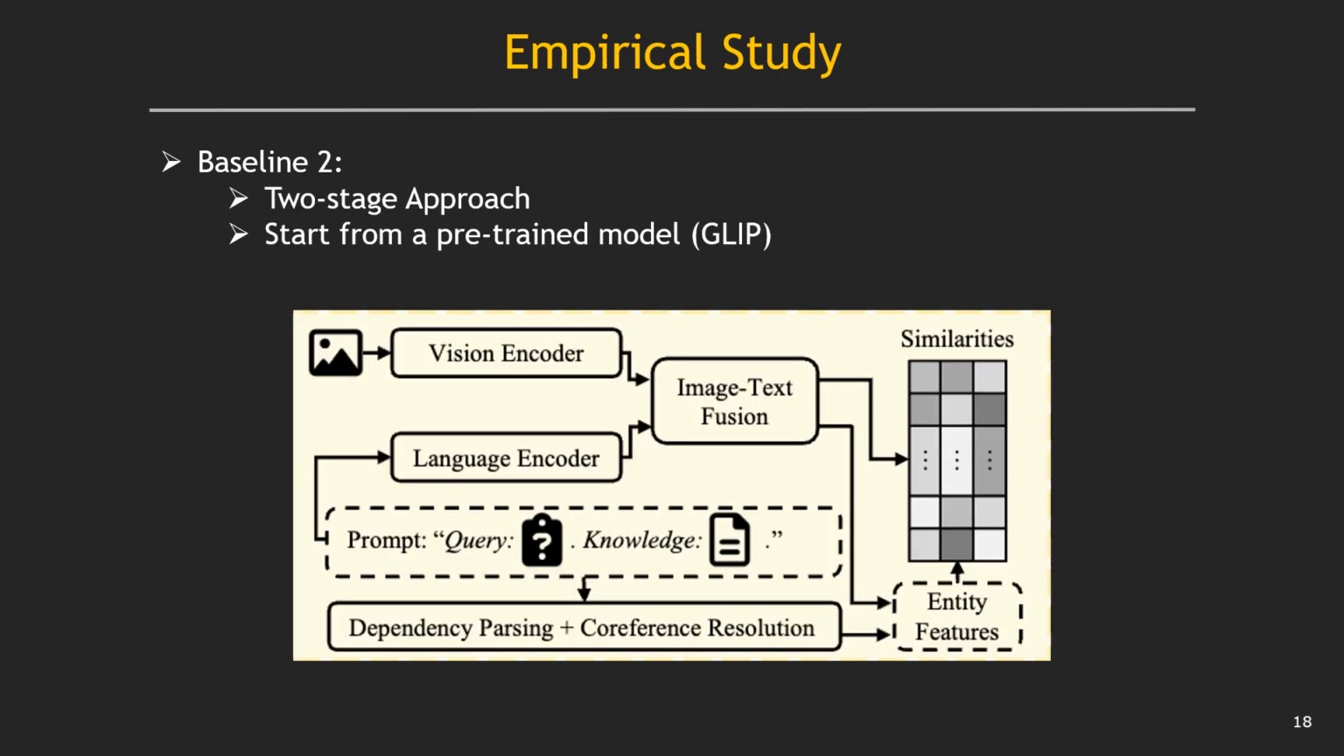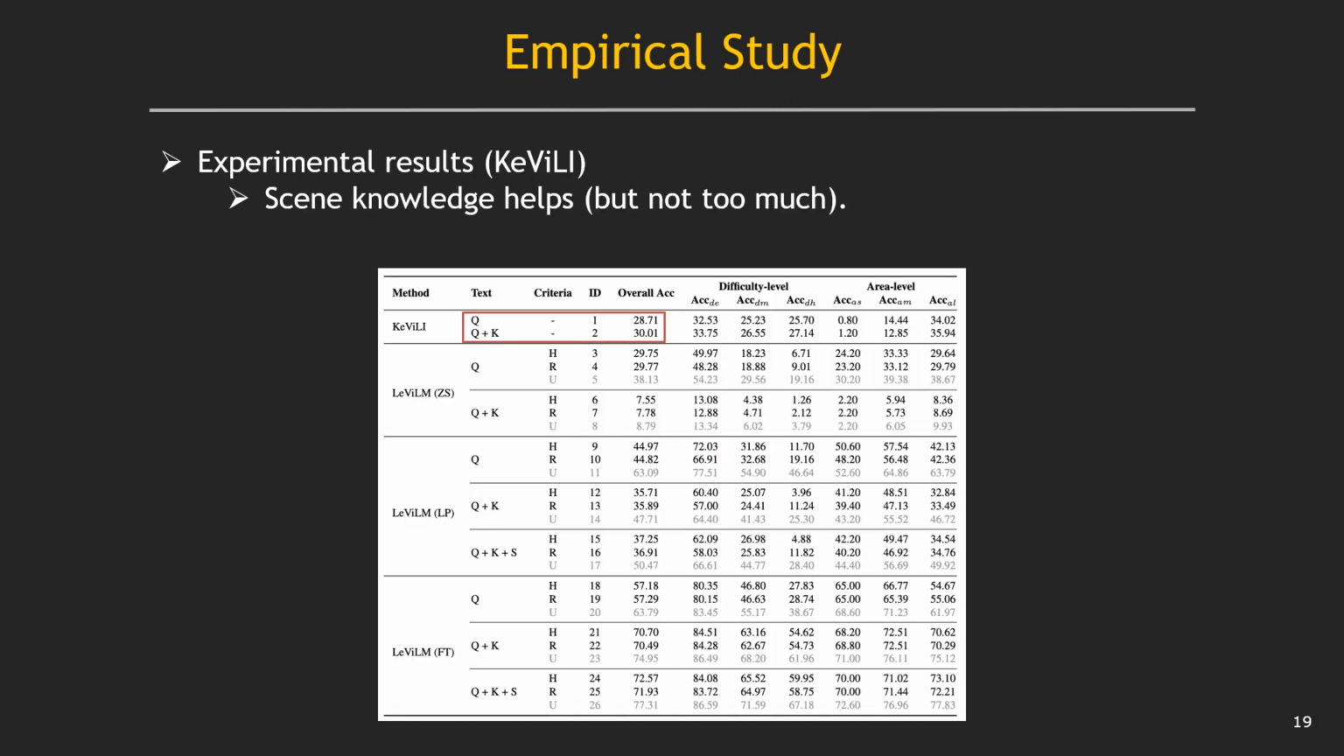After that, we perform the querying on the knowledge-embedded image features. The second approach is a two-stage approach. It uses a pre-trained model, GLIP, as the backbone. We curate an input prompt template and then perform various analyses on the GLIP backbone. This is the experimental results. We will explain them step by step.